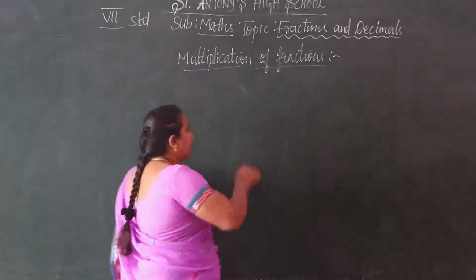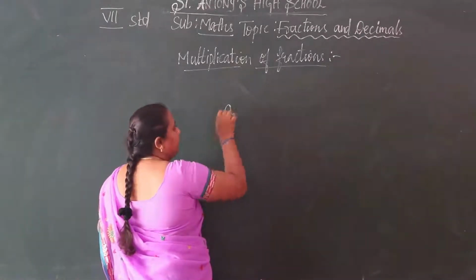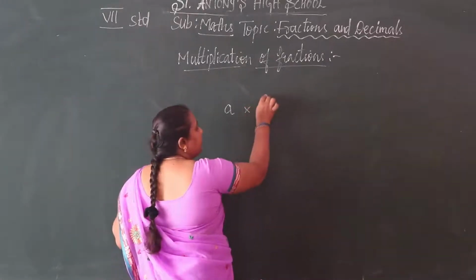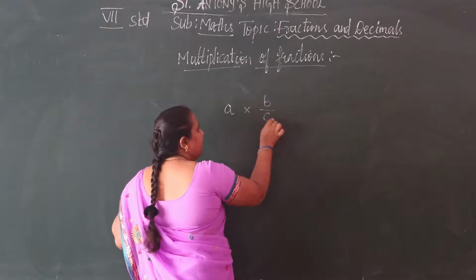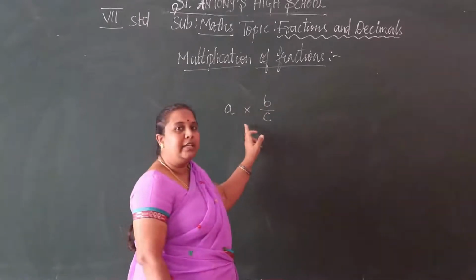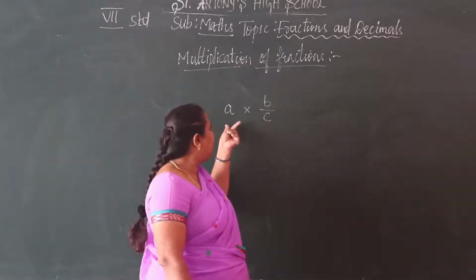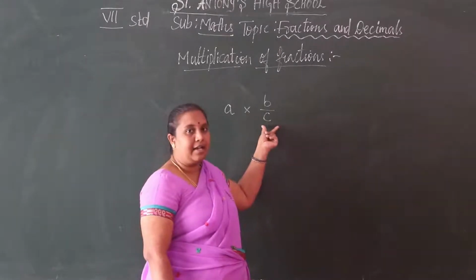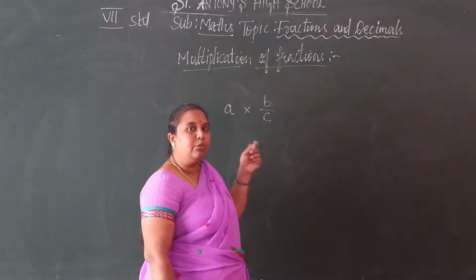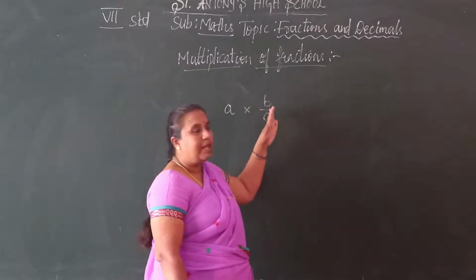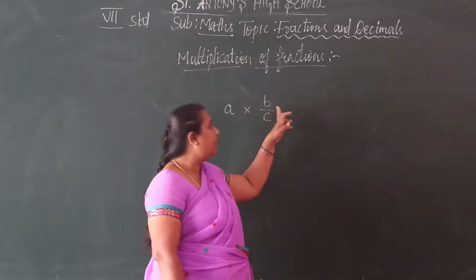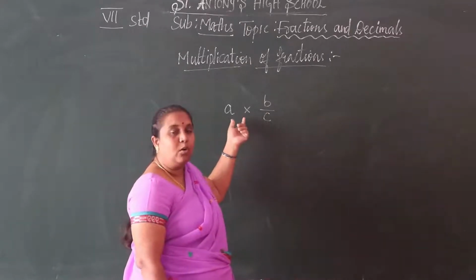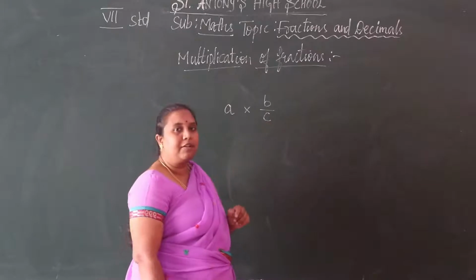We can take the whole number as a, and we want to multiply this by a fraction b by c. So a into b by c. Here we have to take a as a whole number and b by c as a fraction. You know that in the form of a by b, we can say it is a fraction. Here we have b by c.